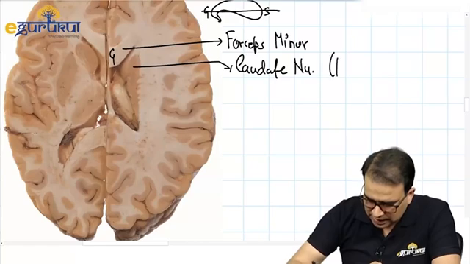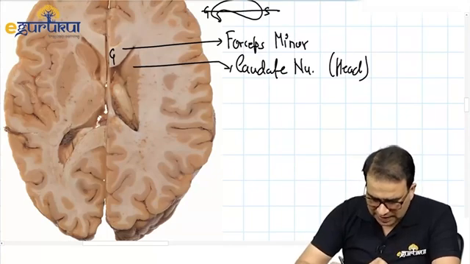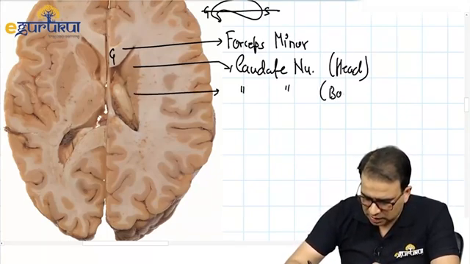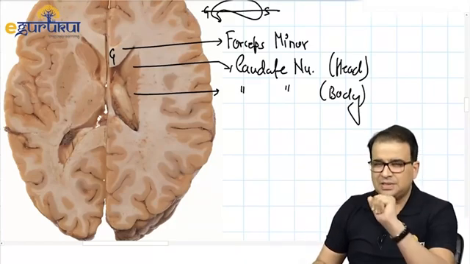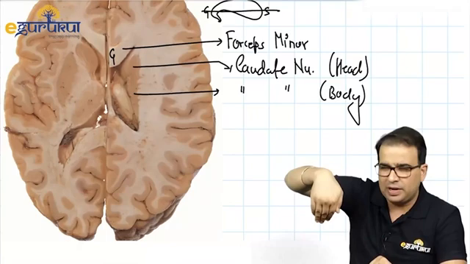That's a caudate nucleus, and this is actually the head of the caudate nucleus that you see here. And just behind that, another piece of gray matter that you see just behind that, it is actually again the caudate nucleus, but this is the body. Please understand, guys, the caudate nucleus is something like this. We all know that it's a comma shape, the caudate nucleus.